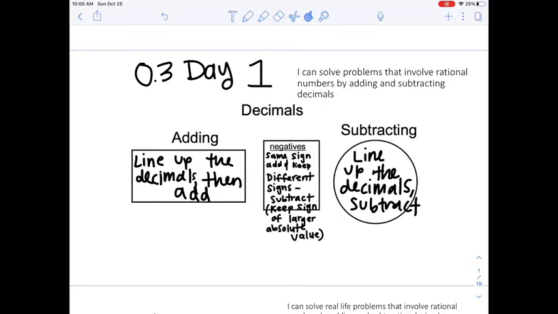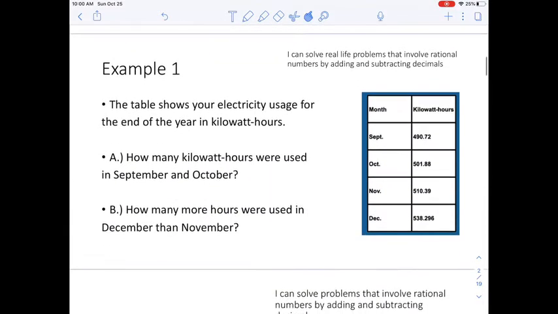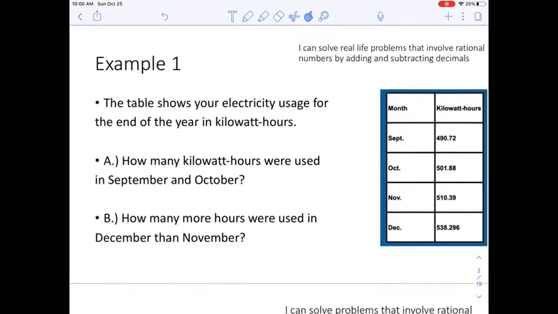When we add decimals, we line up the decimals, then we add. When we subtract decimals, we again line up the decimals, and then we subtract. When we have negative decimals, we follow our integer rules of same sign, add and keep, different sign, subtract, and then we keep the sign of the larger absolute value.